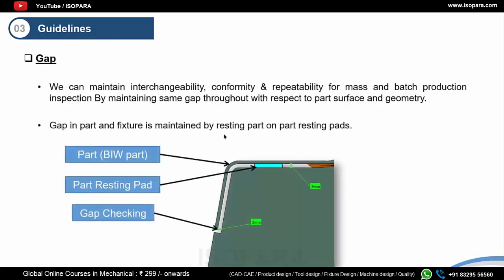Gap in a part in a fixture is maintained by resting the part on the part resting pad. So this is a part resting pad, as you can see, which helps to maintain a certain fixed amount of gap between the BIW parts and the fixture. So this much amount, like 3 mm here, should be maintained. So that is one thing, the gap, which is maintained by using part resting pads.